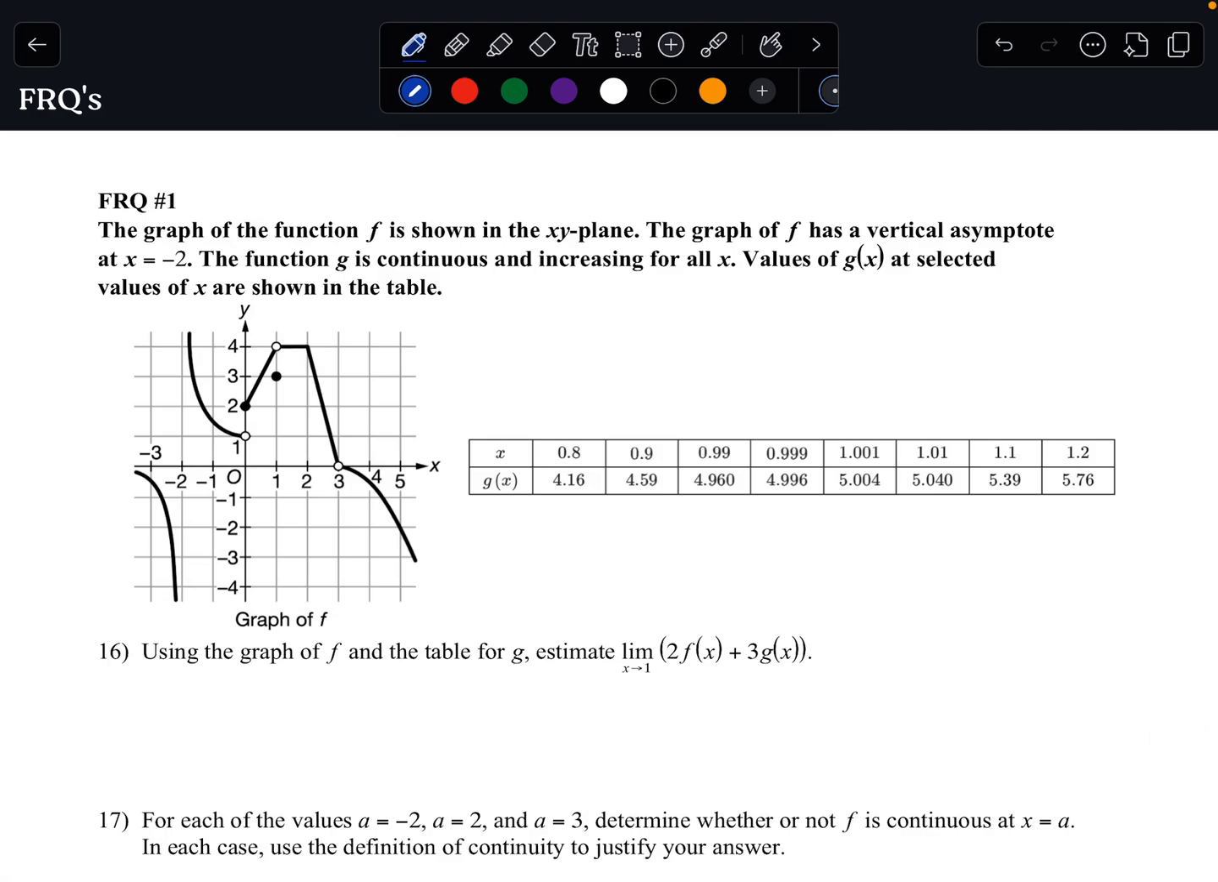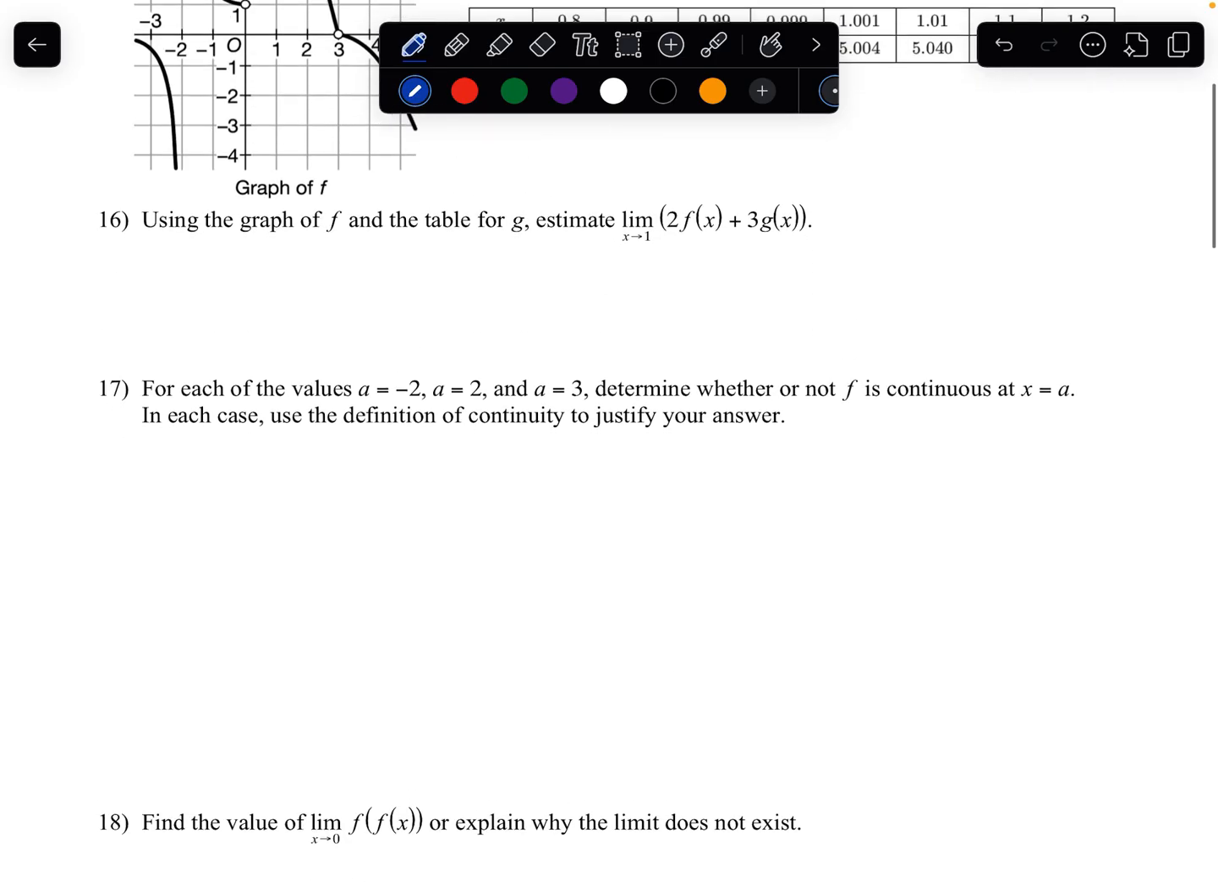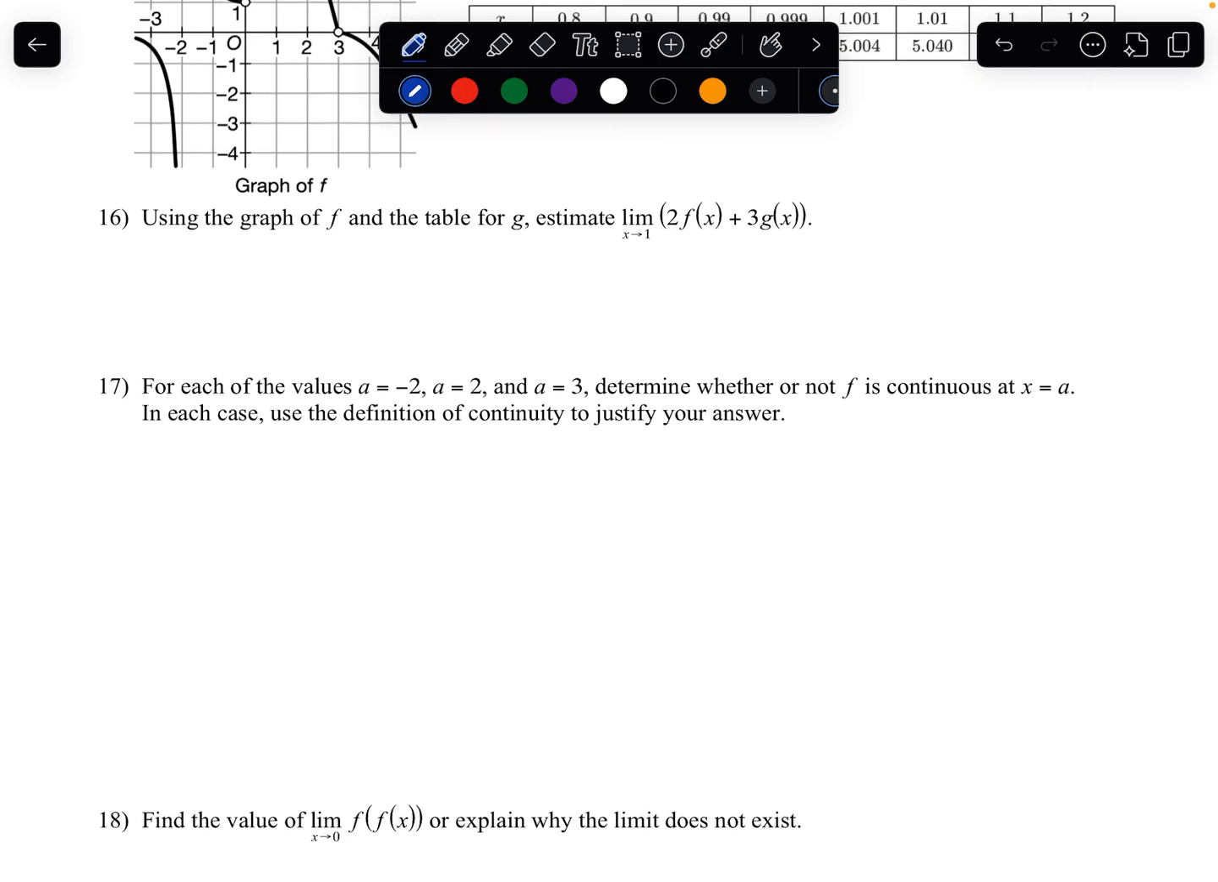Hey guys, I'm gonna go through these FRQs. Let's see if I can speed run them while still making sense.